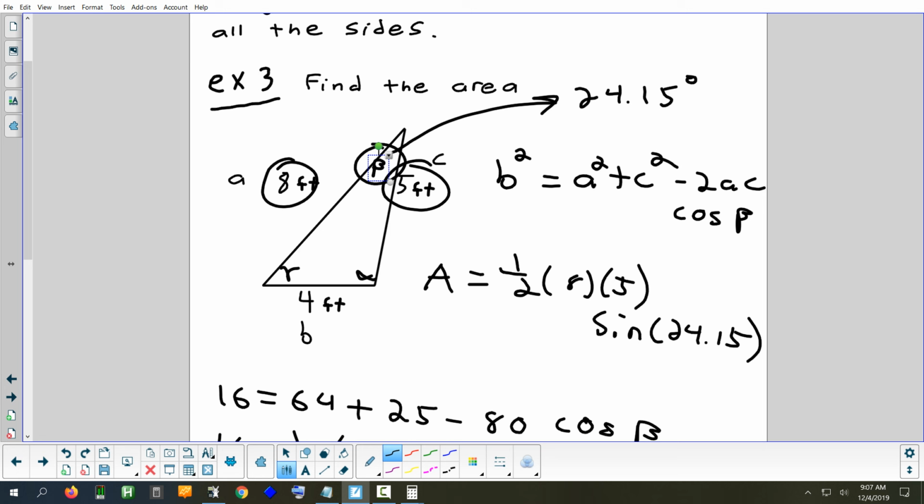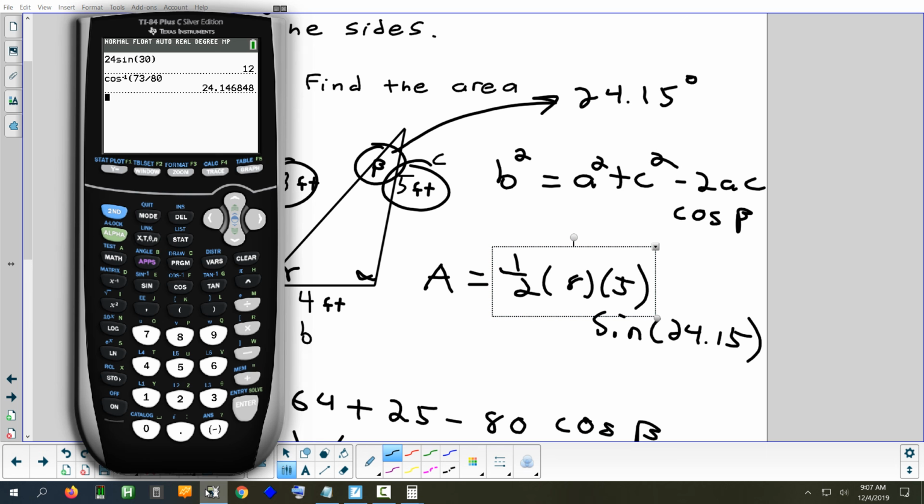So 1/2 the product of the 2 sides times the sine of the angle between them. Madison, what's half of 8? 4. And then 4 times 5? 20. So it's 20 times the sine of 24.15. 20 sine 24.15. So the area is 8.18 square feet.